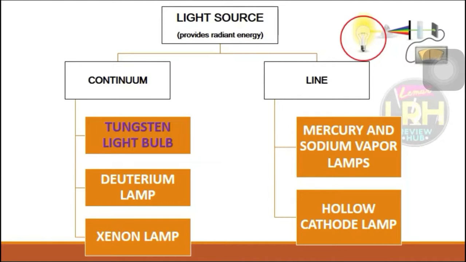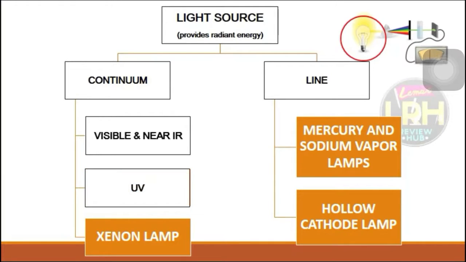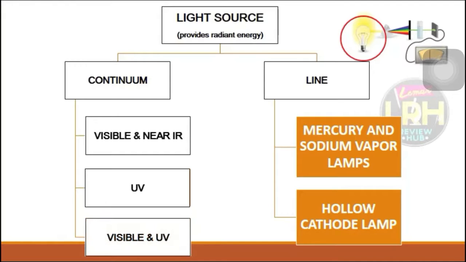So, examples of light sources. We have continuum and line. Under continuum, we have tungsten light bulb, deuterium lamp, and xenon lamp. Tungsten light bulb is used for visible and near infrared regions. Deuterium lamp is used for UV regions. Xenon lamp, on the other hand, is used for visible and UV regions.